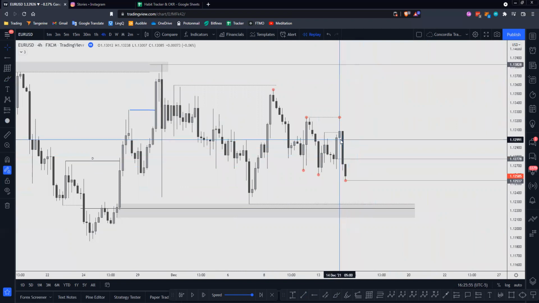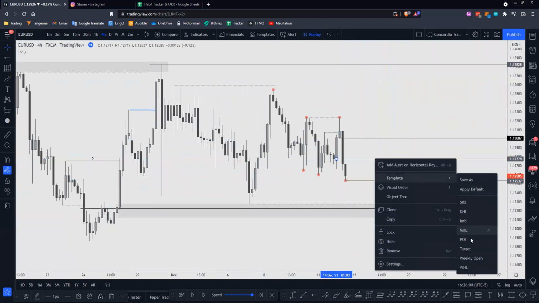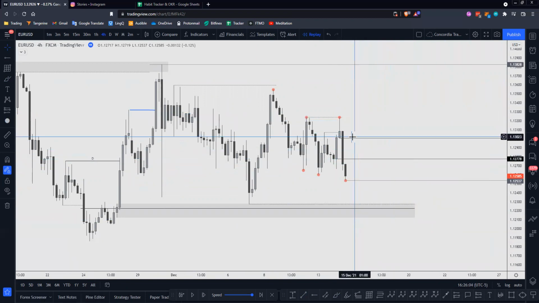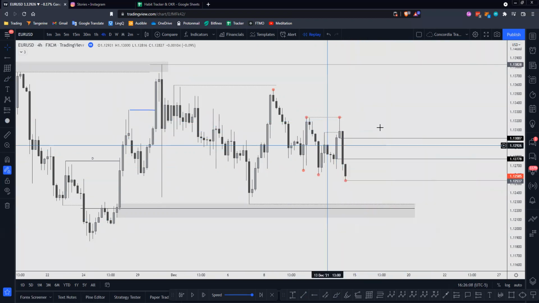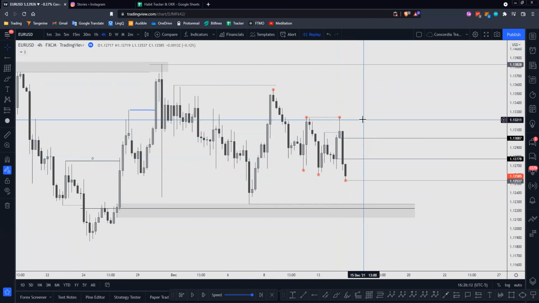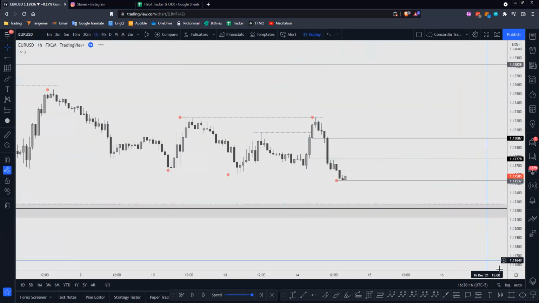The next opportunity would probably be up and around here. Let me just put on the POI so I can differentiate between what's a POI and what's a target. Okay, and then finally, the last one would be up in here. I don't think it's necessary to put that right now, but we'll just put these 2 just in case it sweeps back up to there. Okay, so that's the 4-hour done. Let's go to the 1-hour.